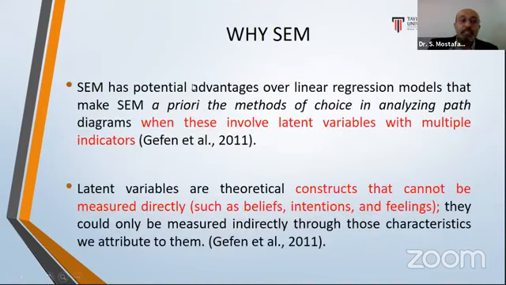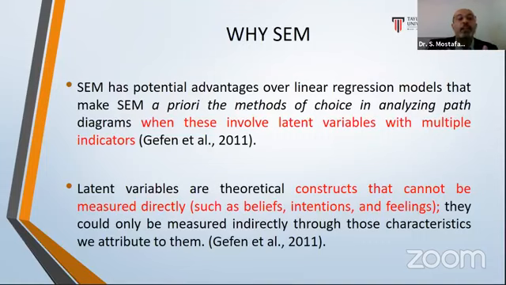Another very important difference between SEM and the first generation of analysis is that the second generation, or SEM, can work with latent variables. What's the meaning of latent variable? In social science, most of the time, we work with latent variables. For example, you have brand image in your framework. You have satisfaction, loyalty, attitude, behavioral intention, right? You're working with this type of variable. This type of variable is called a latent variable, because we are not able to measure it directly. We don't have any specific or physical scale to measure satisfaction, to measure attitude.